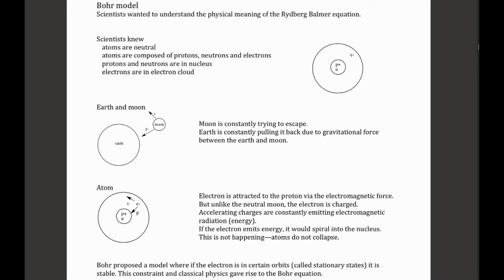And if the electron emits energy in the atom, then instead of being able to stay in its space around the nucleus, it would slowly spiral into the nucleus. But this is not happening. Atoms don't collapse.